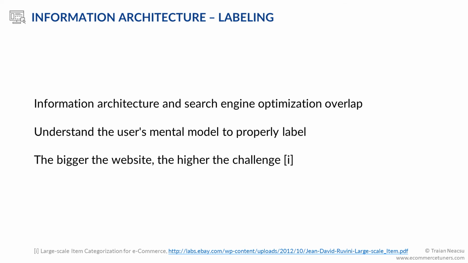Labeling, in reference to choosing the names of the links in the navigation, is an area where information architecture and search engine optimization overlap. SEOs and information architects have to understand the user's mental model to properly label the navigation. Labeling is not easy and presents a real challenge for very large e-commerce websites. Research from eBay, linked at the bottom of this slide, shows how complex it can get. While most e-commerce taxonomies can be architected based on a predefined vocabulary, SEO can assist in the labeling process.